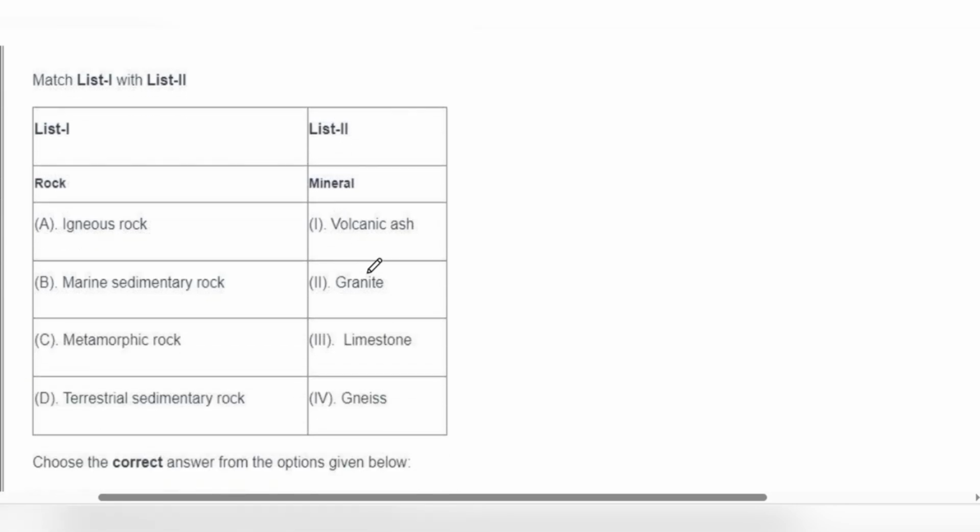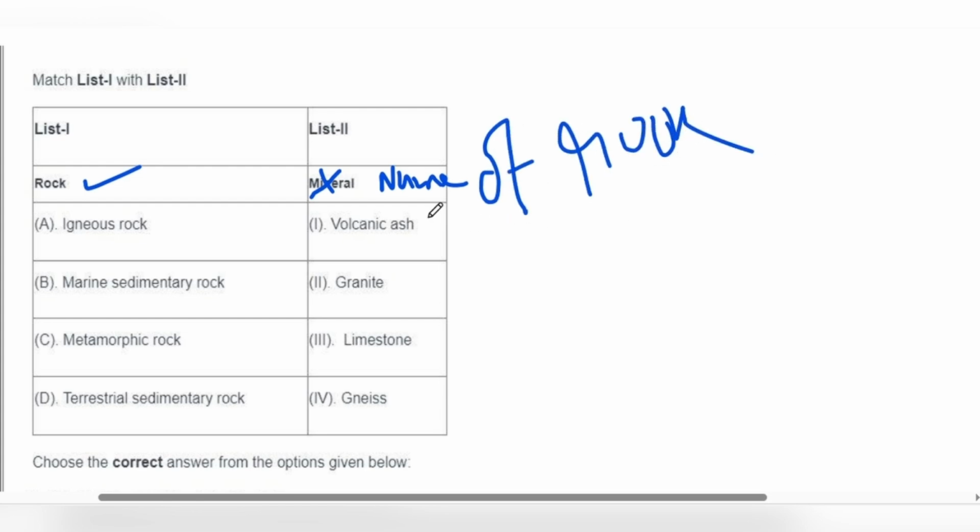This is also a very easy one. Here you can see in list 1 there are names of the rocks, and in list 2, these are not the names of minerals, these are the names of rocks. So list 2 is the name of a rock. In list 1 it is the type of rock, in list 2 it is the name of a particular rock. You can expect this kind of silly mistakes in the question paper. So please don't get afraid or confused by it. You should go for the correct answer as always.